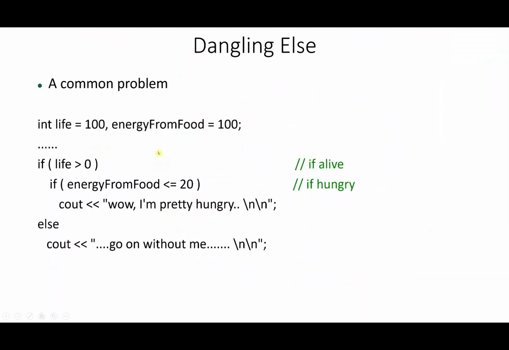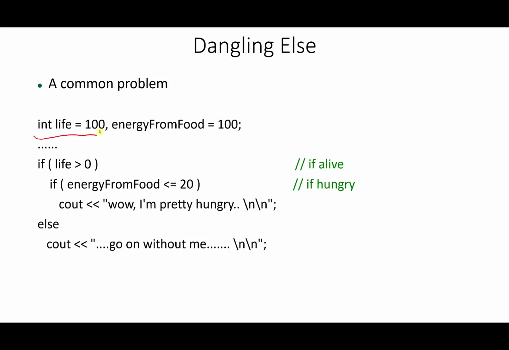Okay, so the dangling else. Let me give you another example of dangling else. And this is always critical because you don't want to confuse your compiler. If you're not using brackets, then you're going to confuse your compiler sometimes, and sometimes you yourself are going to be confused with your own code. Let me show you something.